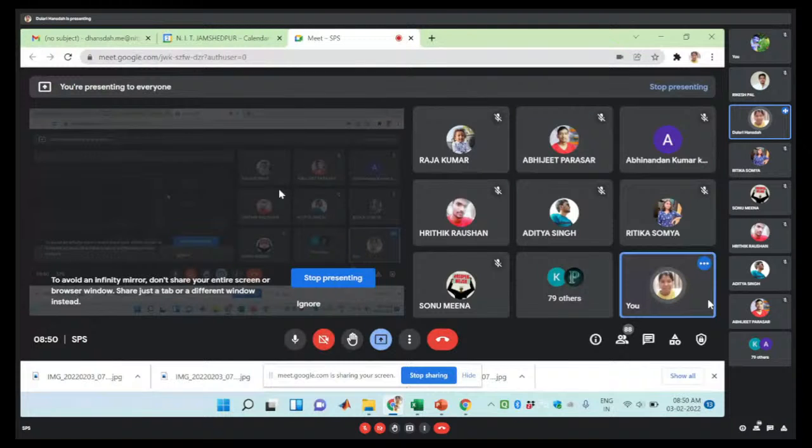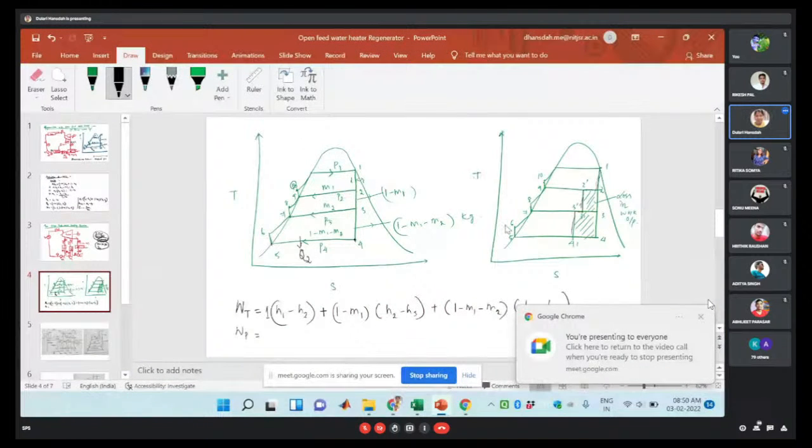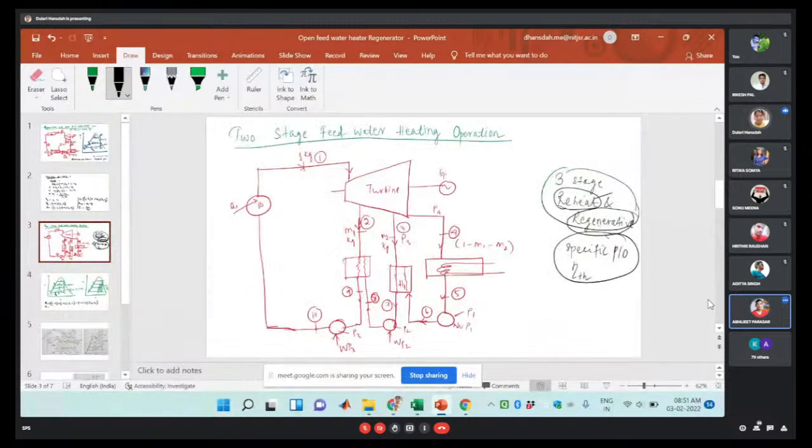H2 will be at P2 pressure, H3 will be at P3 pressure. The enthalpy you find out at point 2, right? H2 will be at P2 pressure and H3 will be at the P3 pressure. I think I have written it here. P3 is written here, so this one is the P2 pressure. Got my point? So the pump will pump the condensate to the pressure. Here it will pump to P2 pressure, here it will pump to P3 pressure. Okay?